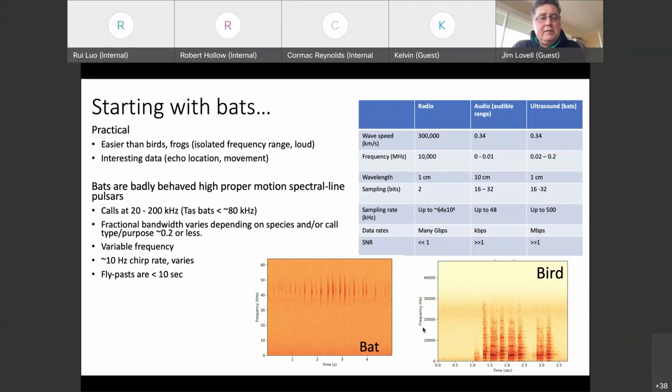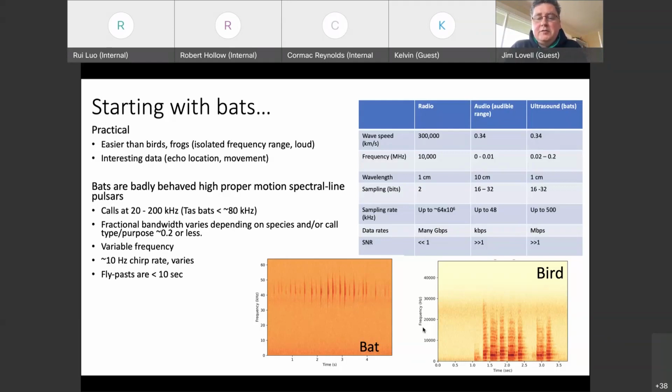And the data is interesting because they're flying around and doing echolocation and very clever things, and you can say something about what they're up to, whereas a bird or a frog just generally doesn't do quite so much interesting stuff. That table on the top right is an interesting summary of the differences between radio and audio. It's interesting that the wave speed for radio, of course, is the speed of light, but the sound speed is orders of magnitude smaller. But when you take into account the frequency you're observing at, the wavelengths come out to about the same. So you're talking about centimeter wavelengths in both cases.